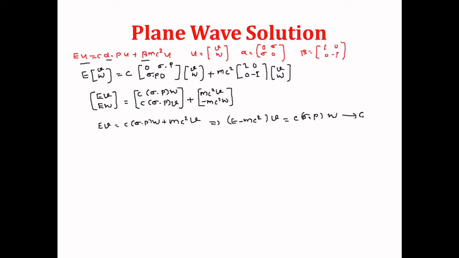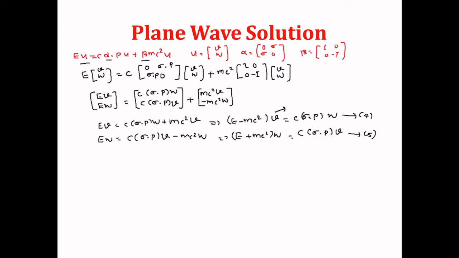Let it be equation number 4. Similarly, the next equation will be EW equal to C into sigma dot P into V minus mc square into W. So you will get E plus mc square into W equal to C into sigma dot P into V. Let it be equation number 5.